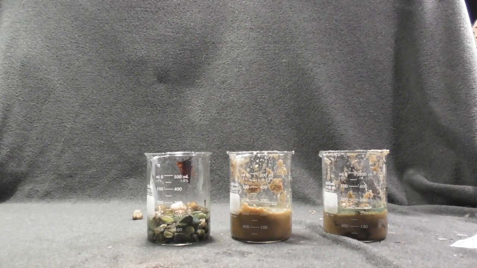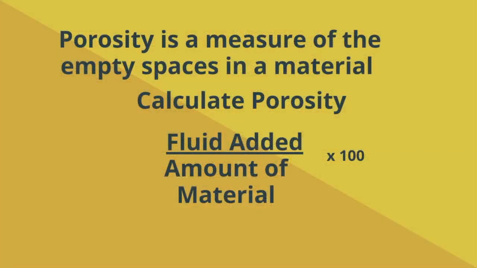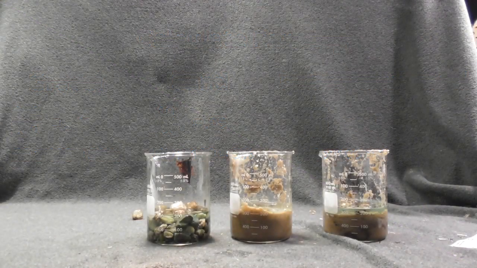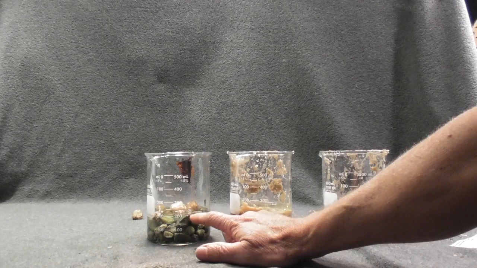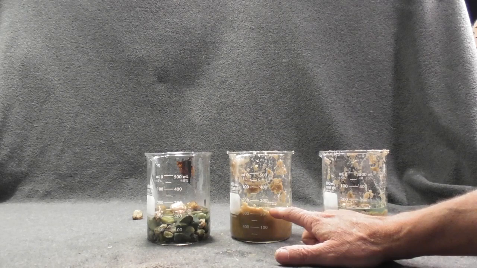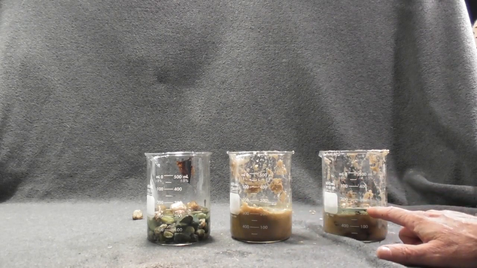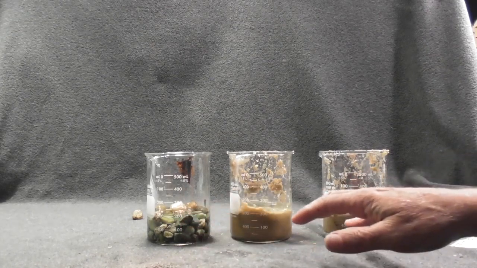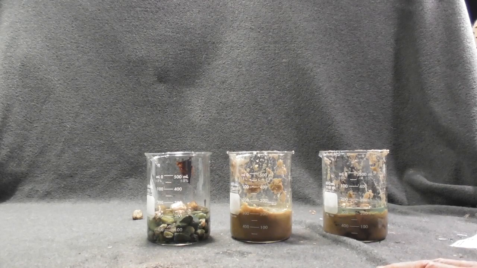So if you do the calculations, then the gravel will have the highest porosity. Then the sand will have the lowest porosity, and the sand and gravel will be somewhere in between. Again, it's just a measure of the amount of space in between the rocks and the material. I hope that helps with permeability and porosity.